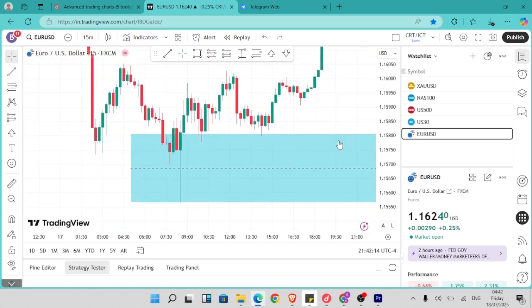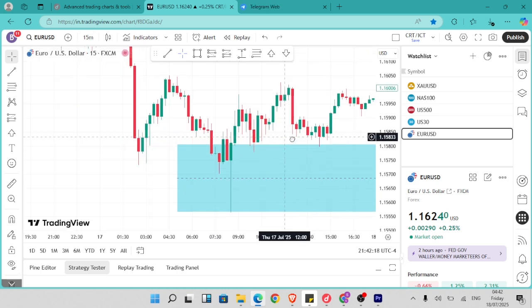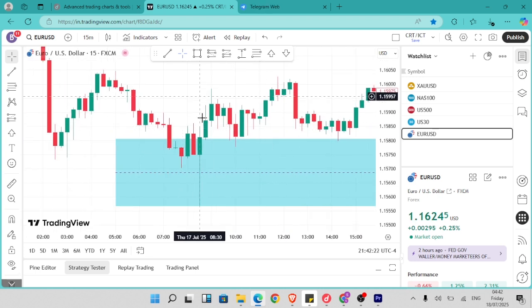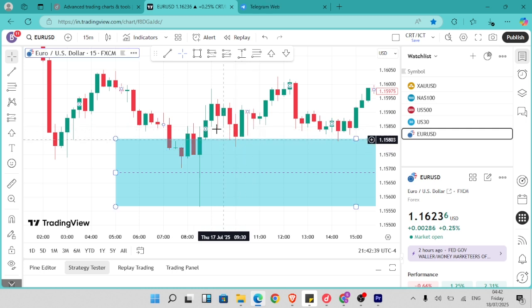So we will go to the lower time frame. First of all, we want to know if the price is currently trading above the discount. What would make it want to come back into the discount zone the way it has done? So there's no significant reason why price would want to come back.